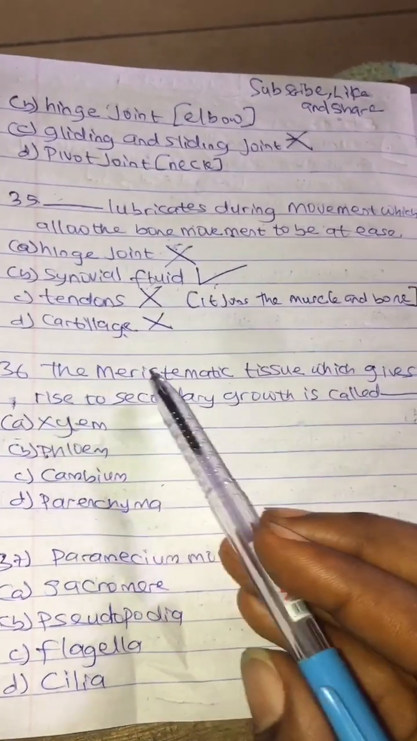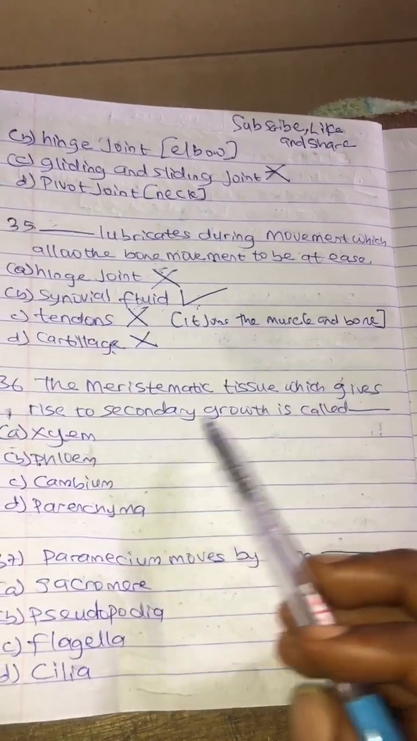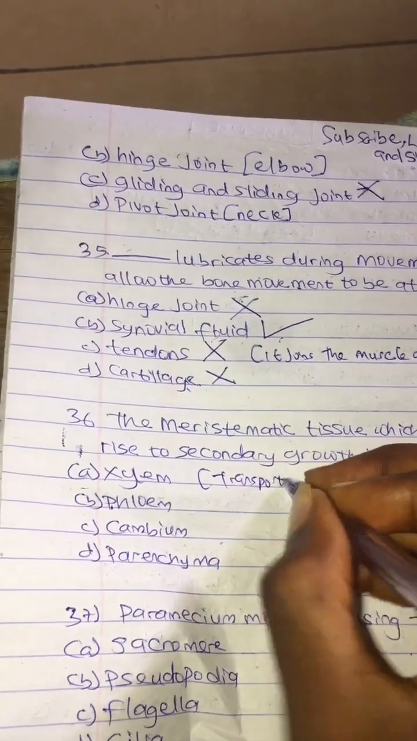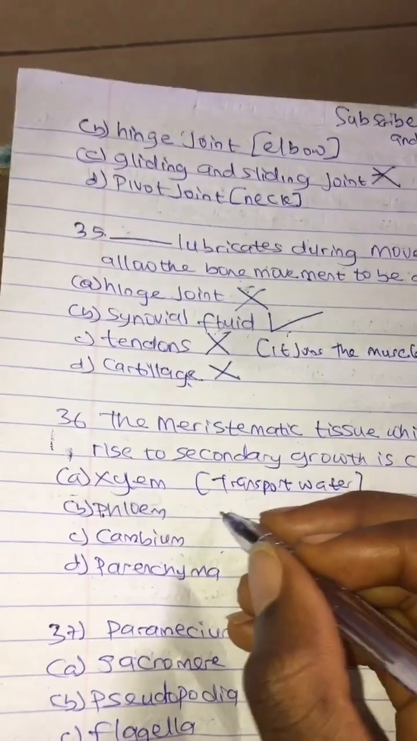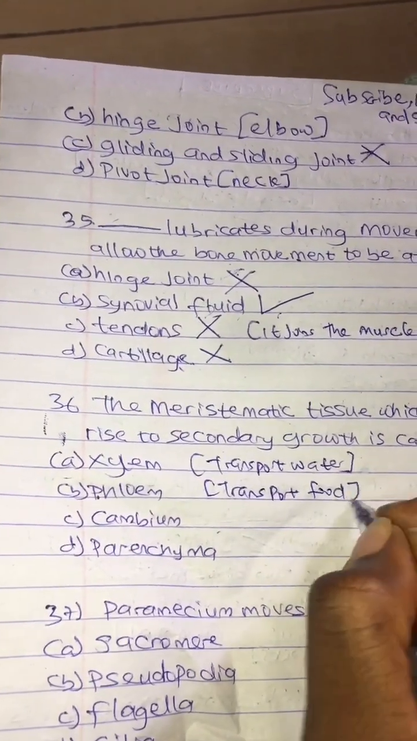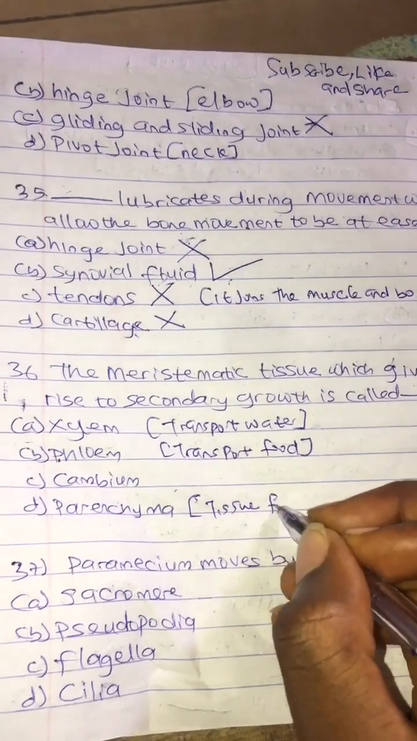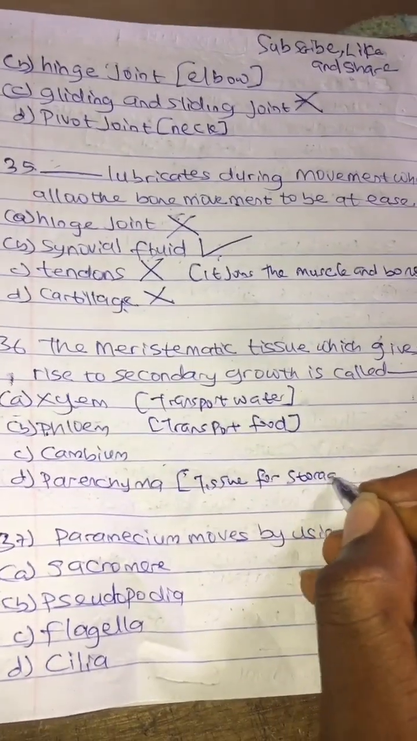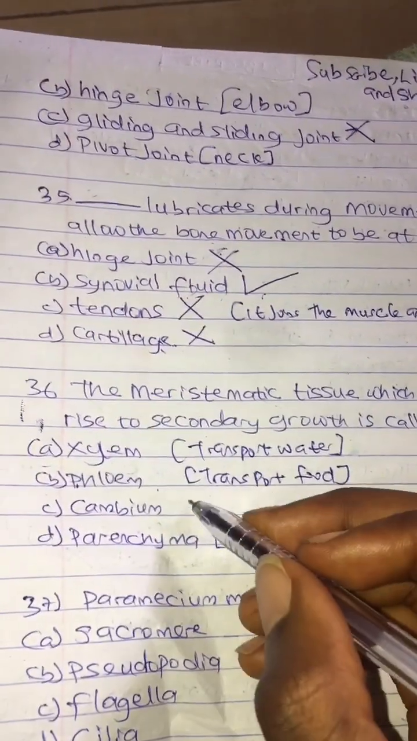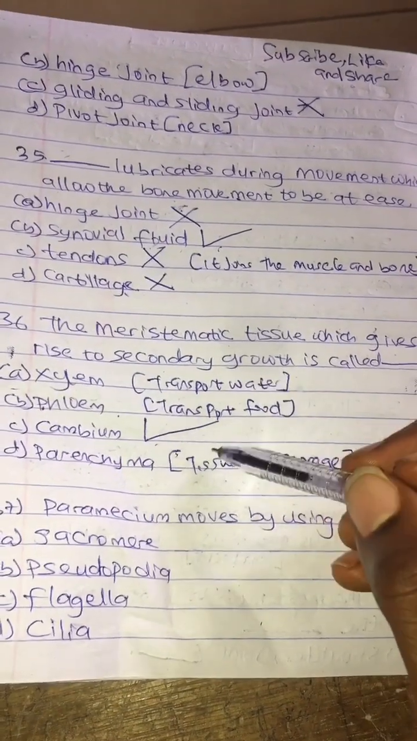Question 36. The meristematic tissue which gives rise to secondary growth is called dash. Xylem is for transport of water. Phloem transports food. Parenchyma is a tissue used for storage; you can use it to store water and to store food. Cambium is the correct answer. Cambium gives rise to secondary growth. I hope you understand now.